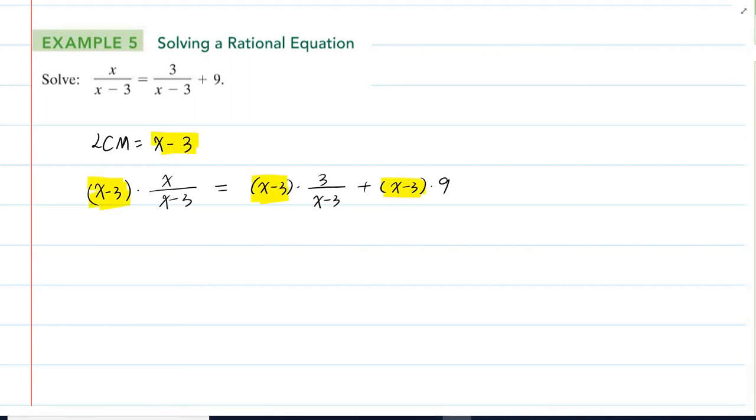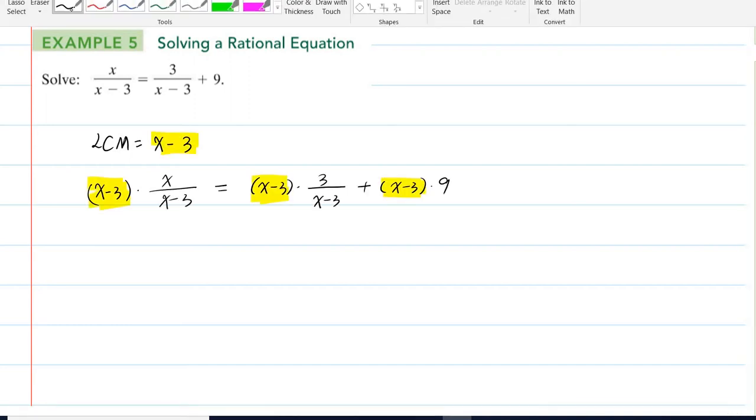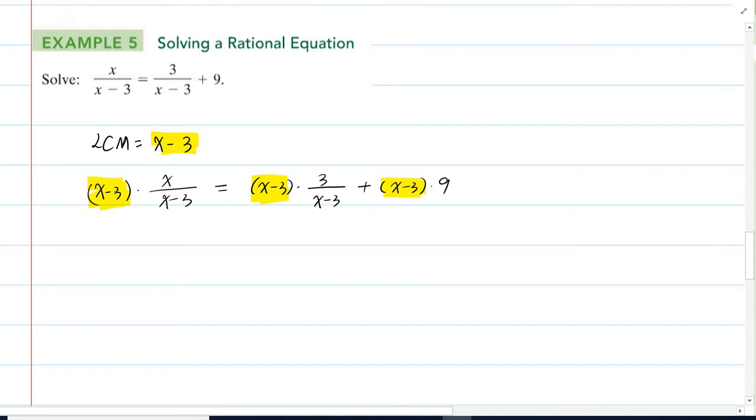Once we have this, we said step 3 is just going to cancel. So in this case, we can cancel this right here. That will be x. Again, here we're going to cancel x minus 3 again. That will be 3 plus. So now we're just going to do a distribution. Alright, 9 times x is just going to be 9x. And then we're going to have minus 27.